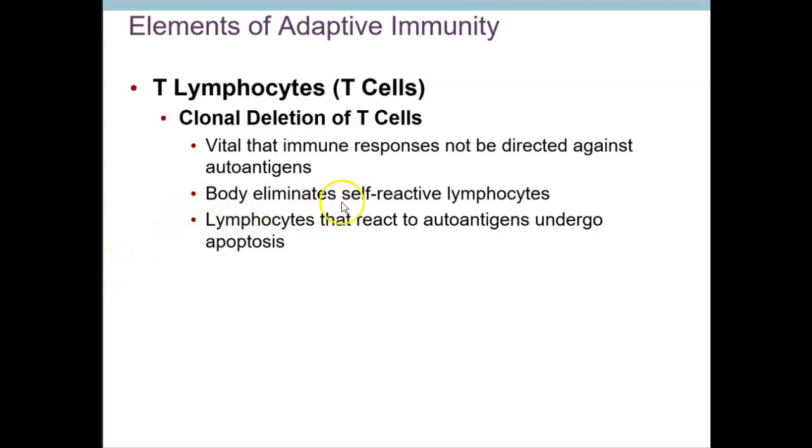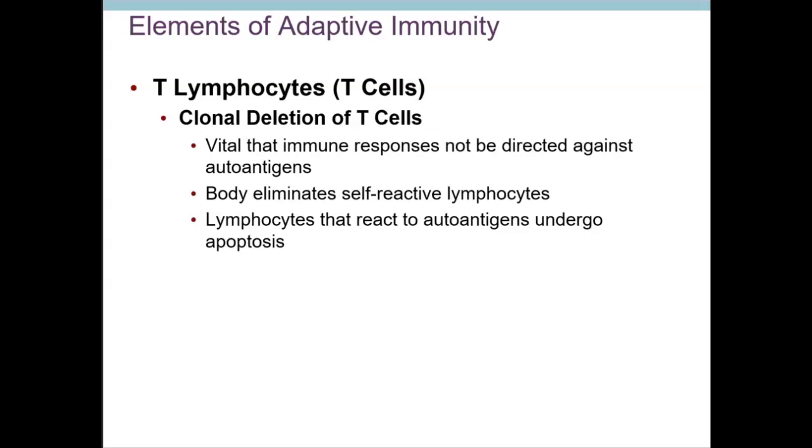So the body eliminates self-reactive lymphocytes. All the lymphocytes that react to autoantigens undergo apoptosis. That's programmed cell death, or cell suicide. Most of these cells don't make it through this process, because it's random, and we have a lot of really normal stuff that these guys can, by random chance, make antigen binding sites that recognize.